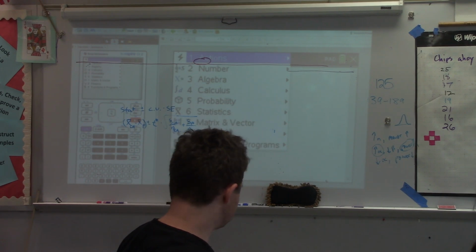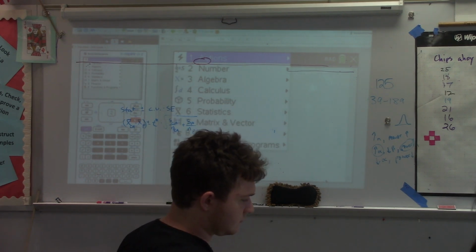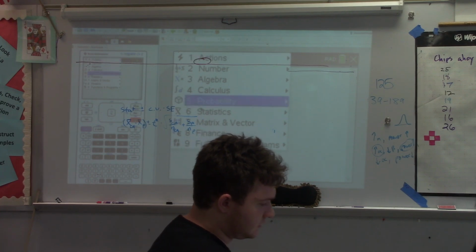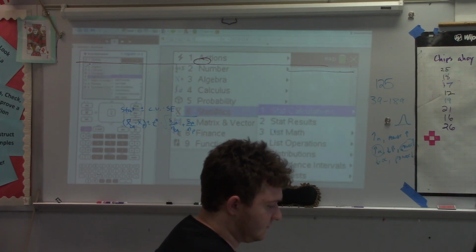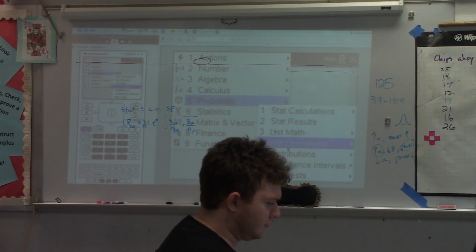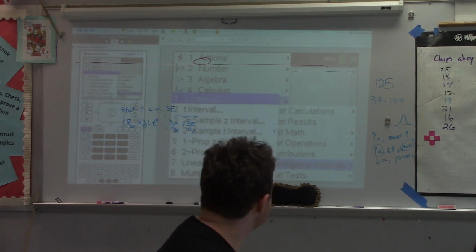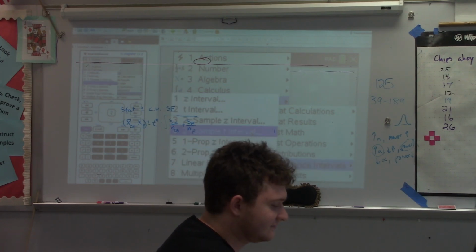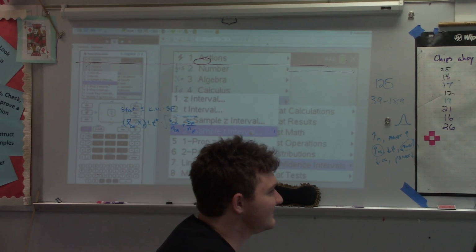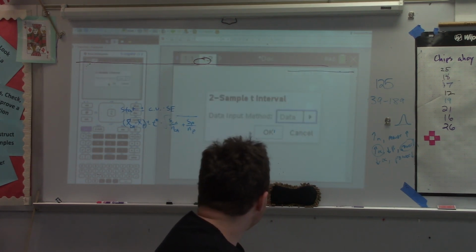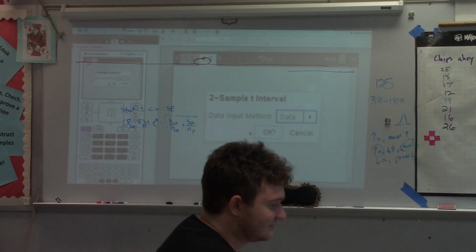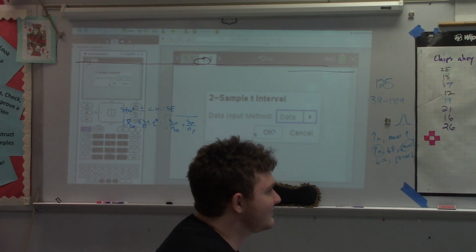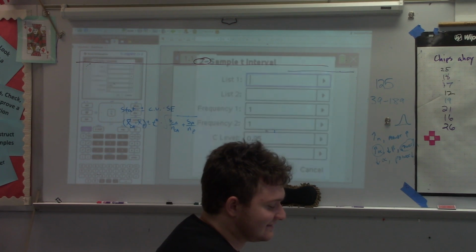Okay, so here, menu, I want to do the interval again. Where am I going to go? Statistics, 6, confidence intervals, and then 2 sample t interval. You could just call it what it is, don't just yell out random numbers. 2 sample t interval. Memorize it. Now let's do it as data, but you don't have to memorize, you can just read. Alright, let's do it as data this time, hit OK.